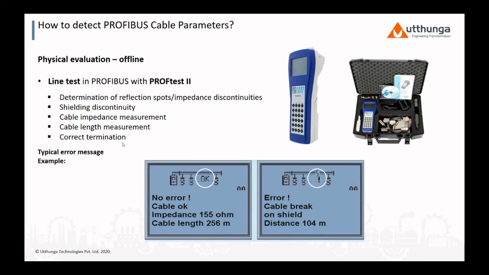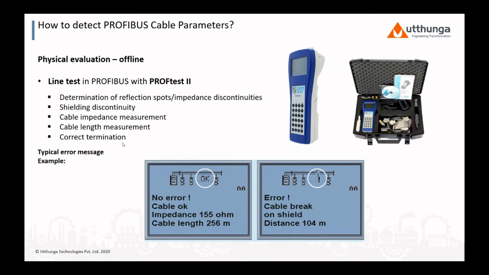If there is any change from the 150 ohm impedance, I will tell you the cable parameters. Normally for PROFIBUS cable, the impedance should be 135 to 165 ohms, the frequency should be 3 to 20 megahertz, cable capacity should be less than 30 picofarad, and the resistance should always be less than 110 ohm per kilometer. And for signal attenuation over the total length, the maximum is 9 dB. These are the standards for PROFIBUS cables. If there is any problem in this cable, you can identify it through these devices.